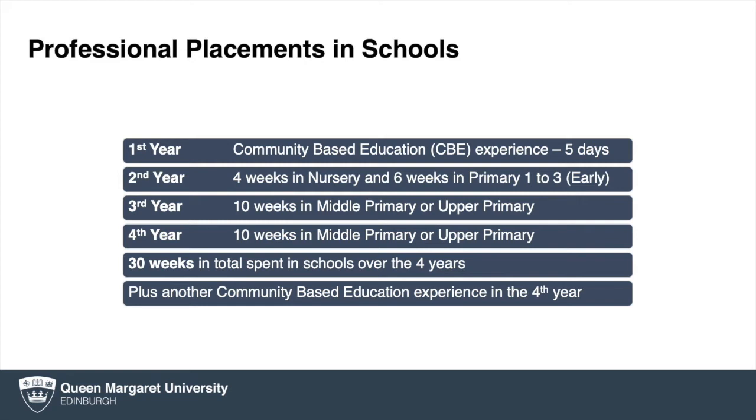So in total, if you are going to be a primary school teacher, you will have spent 30 weeks over the 4 years learning from school-based educators. Your mentors will be in school, and I can tell you that sort of experience is hugely invaluable as you progress across the 4 years. It really prepares you for becoming a teacher.